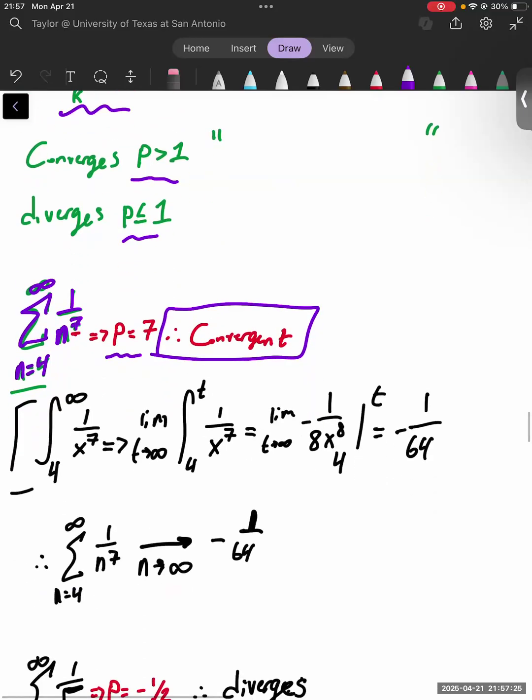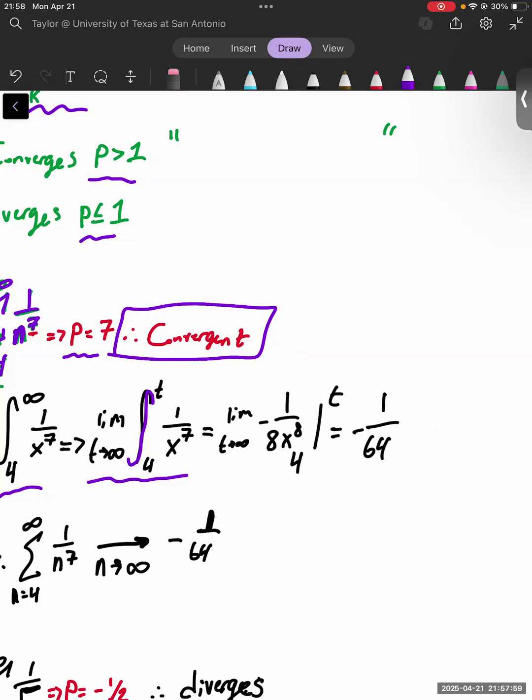So what I'm going to do is change it to an integral because that's easier to evaluate. So I have the integral from 4 to infinity of 1 over x to the 7th. If you do the integral correctly, you'll see that we get an improper integral, meaning that somewhere it's undefined. So I need to formulate it as an improper integral: the limit as t approaches infinity of the integral from 4 to t of 1 over x to the 7th.